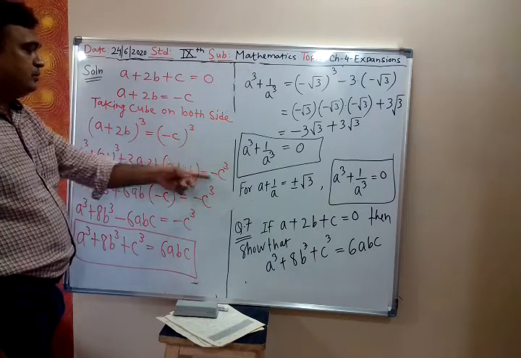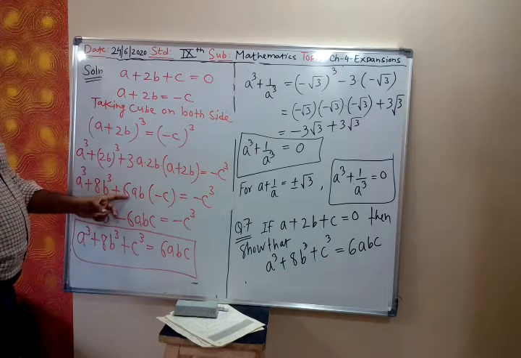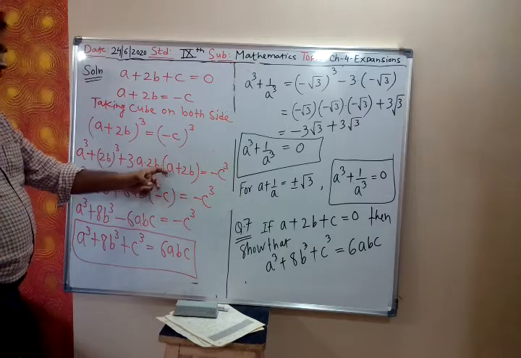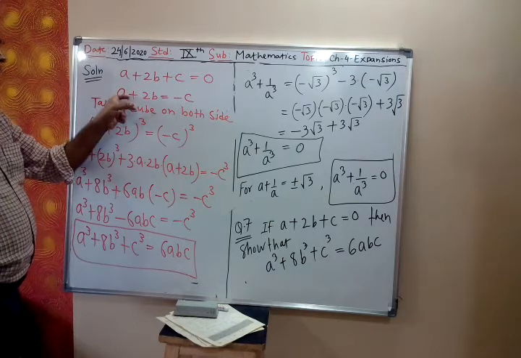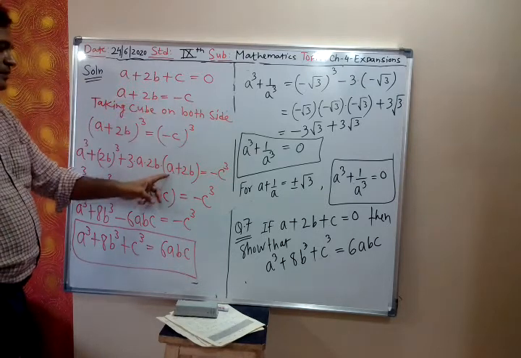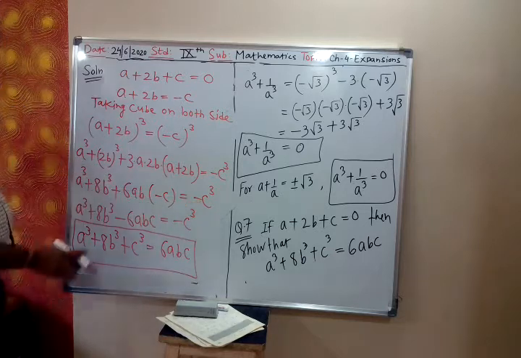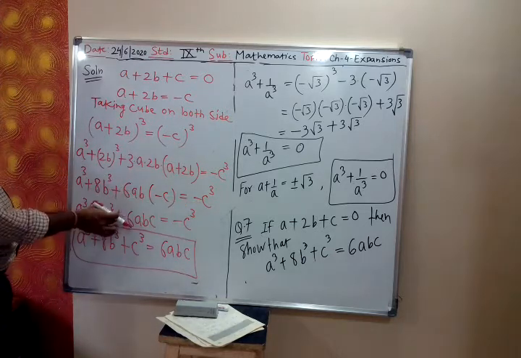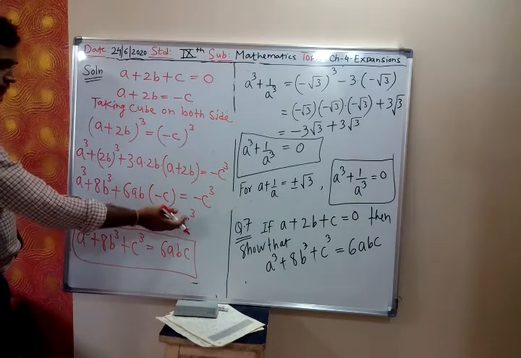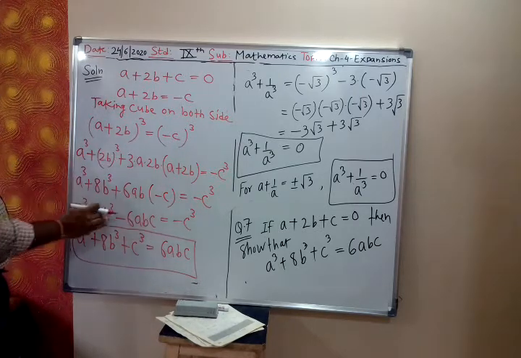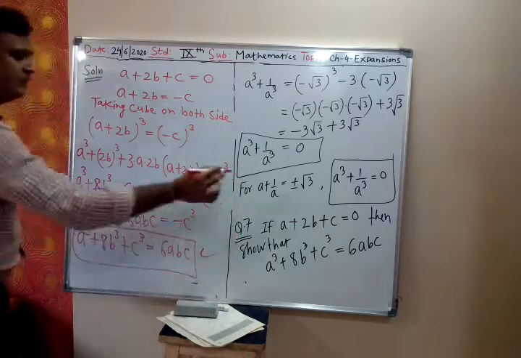Minus c cube. So a cube plus 8b cube plus 6ab bracket a plus 2b. This value is nothing but a plus 2b is minus c, so in place of a plus 2b we write minus c, is equal to minus c cube. So plus into minus is minus, so 6abc minus c cube. Now I will take minus c cube on the left side, 6abc on the right side. You get the required answer.